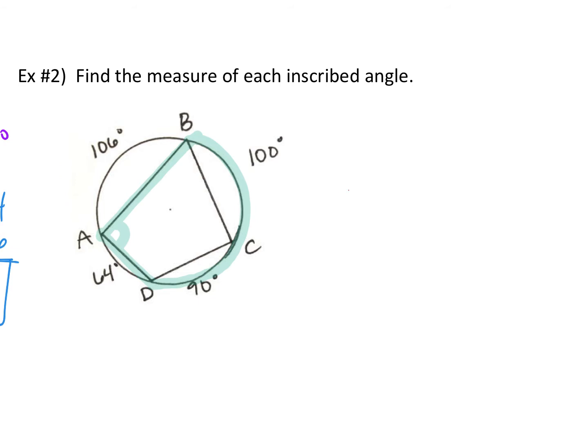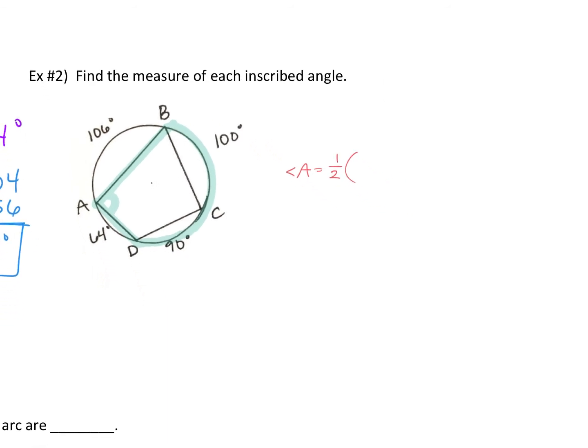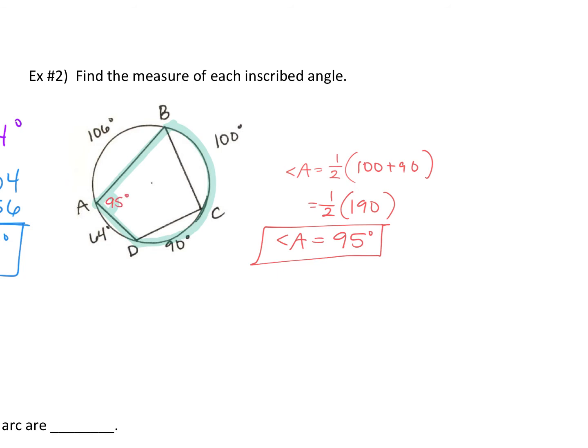So we would say angle A is going to be half of what arc? 190, right? 190 put together. So half of 190 will be the measure of angle A, which is 95 degrees. Okay, so A is 95 degrees.